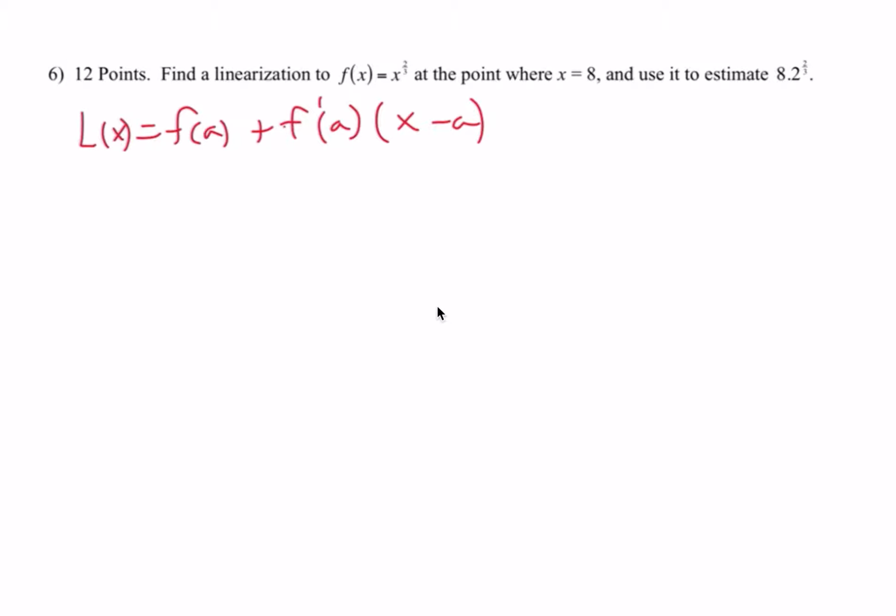We're finding the linearization of x to the power of 2/3 at the point where x is 8, and we use that to estimate 8.2 to the power of 2/3. Now remember, our linearization formula is just the point that we're centered around plus the derivative of that point times x minus a, so the difference of our original point and where we're going to.